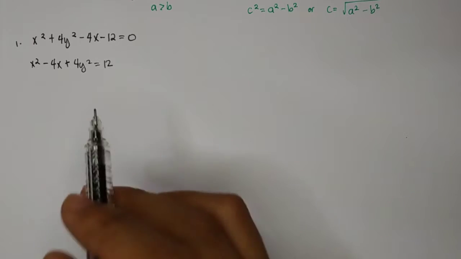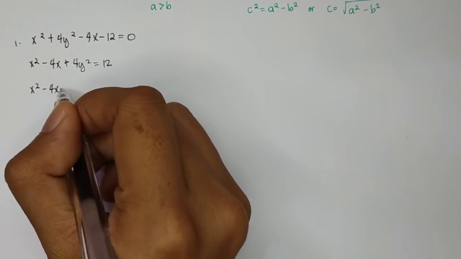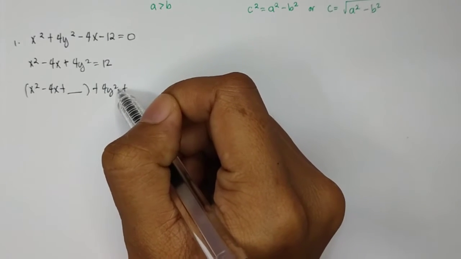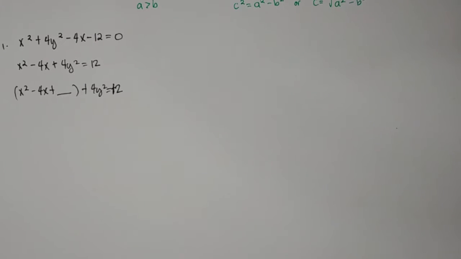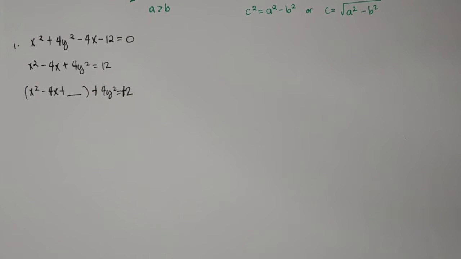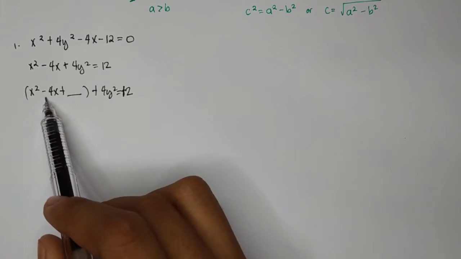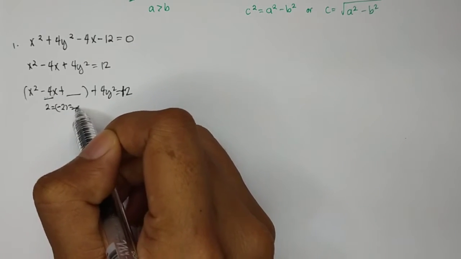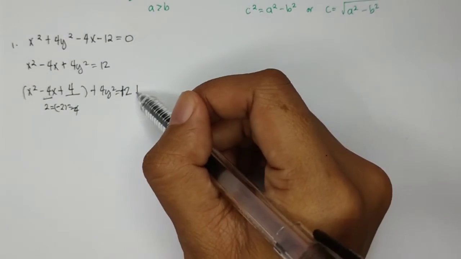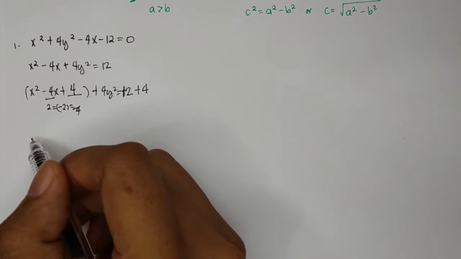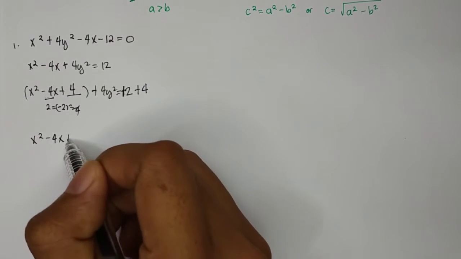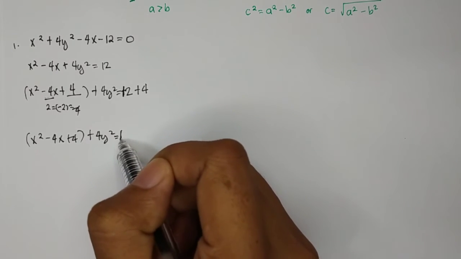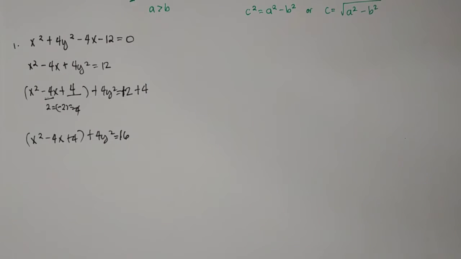So, after that, we need to complete the square. So, we have x squared minus 4x plus, in parentheses, plus 4y squared is equal to 12. So, paano nga ba mag-complete the square? We have, divide natin ito by 2. So, that is negative 4 divided by 2. That is negative 2. Quantity squared is equal to 4. So, mag-plus din tayo dito ng 4. So, meron na tayo now is x squared minus 4x plus 4 quantity plus 4y squared is equal to 16, since 12 plus 4 is equal to 16.